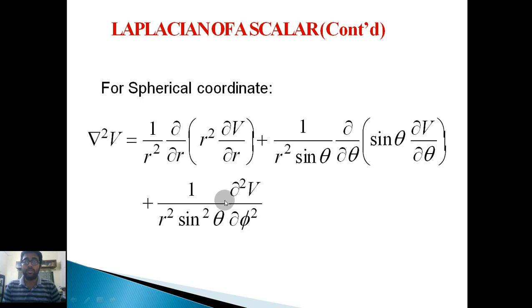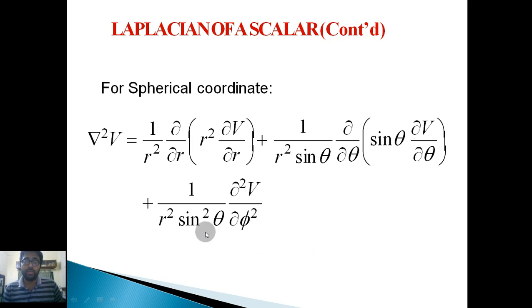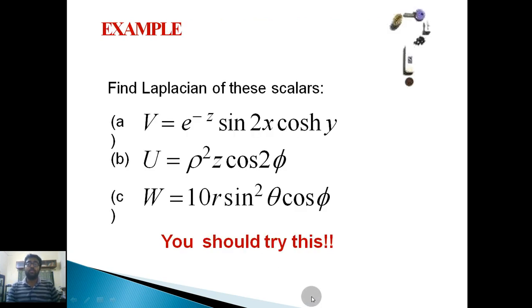And for the spherical coordinate system, the Laplacian of a scalar is 1 by r square del of del r of r square del V by del r, plus 1 by r square sin theta into del of del theta of sin theta into del V by del theta, plus 1 by r square sin square theta into del square V by del phi square. So this is the Laplacian of a scalar for spherical coordinates. For Cartesian coordinates the value is this, for circular cylindrical the value is this, and for spherical the value is this. And these are examples that you can try at home.